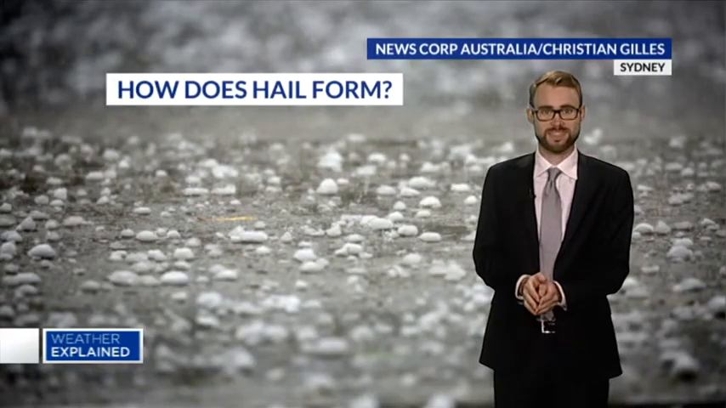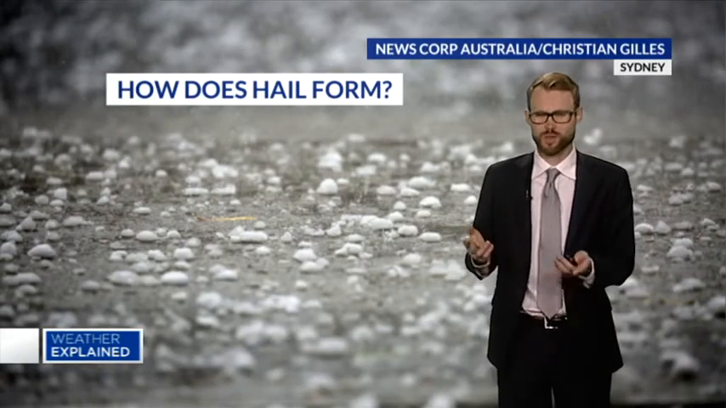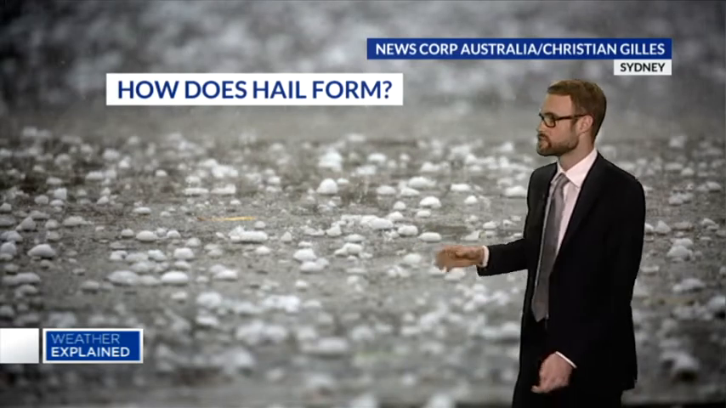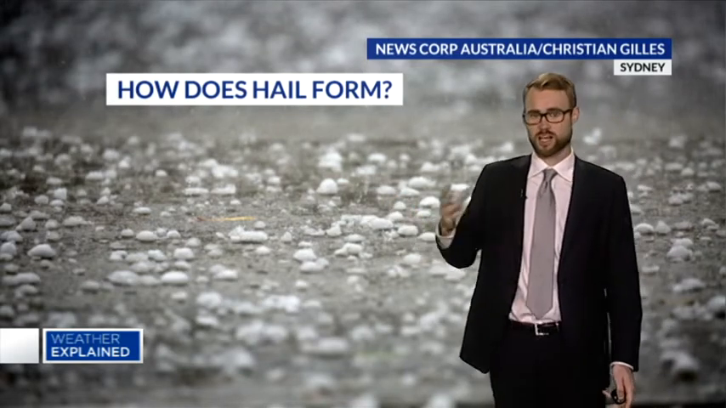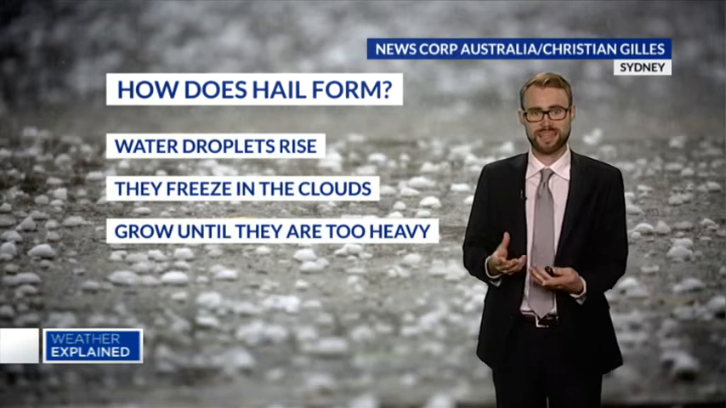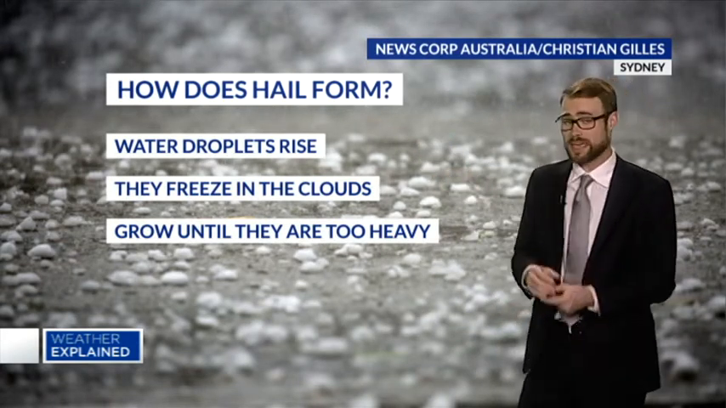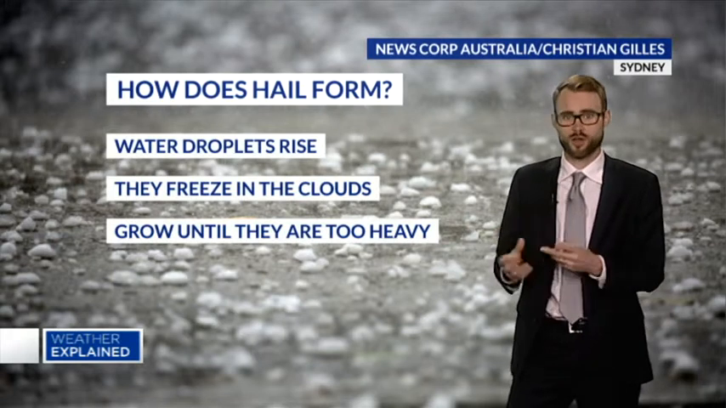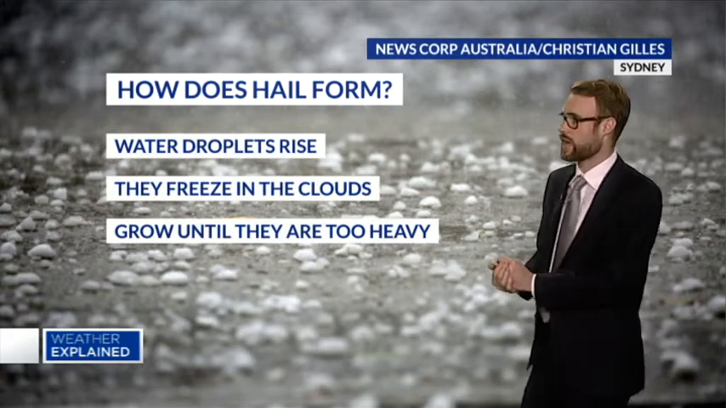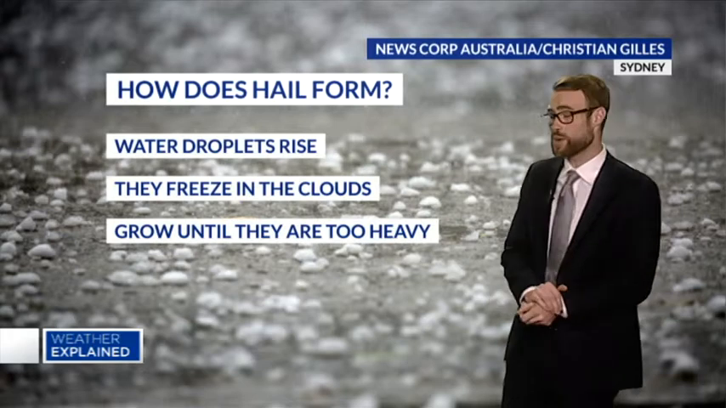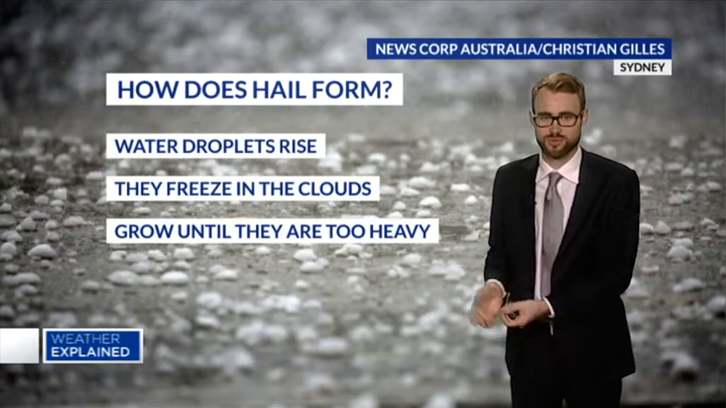Essentially, this happens with showers and thunderstorms all of the time, right through the year. So you have water droplets close to the ground rising up in the clouds, and as they get higher and higher, they freeze in the clouds, and they keep on growing with more water and ice attaching to each hailstone until they become too heavy and they plummet down to the ground.